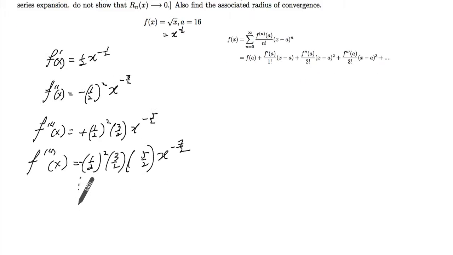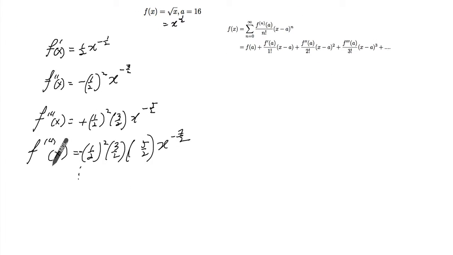Okay, so what is the pattern here? We have the nth derivative then. So this time the even derivative is negative, so I'm going to put negative 1 to the power of n plus 1. So the even becomes odd. Okay, and we have a half.